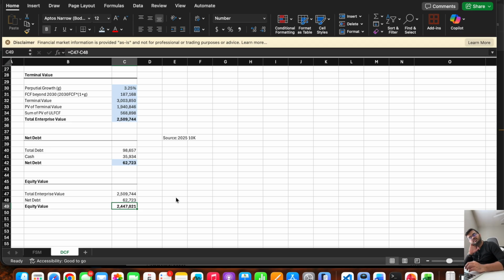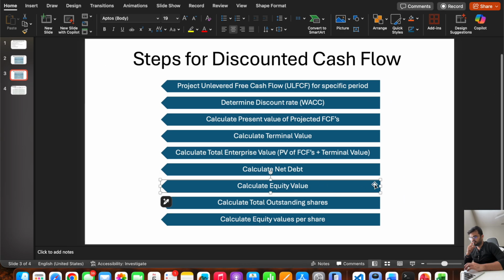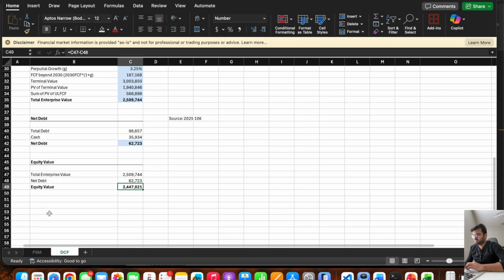So pretty much we are here till the equity value. If you are valuing any private company, the step is done. As I mentioned, since Apple is a publicly traded company, we have two more steps to go. That is outstanding shares. So we will go ahead and calculate outstanding shares as the next step.